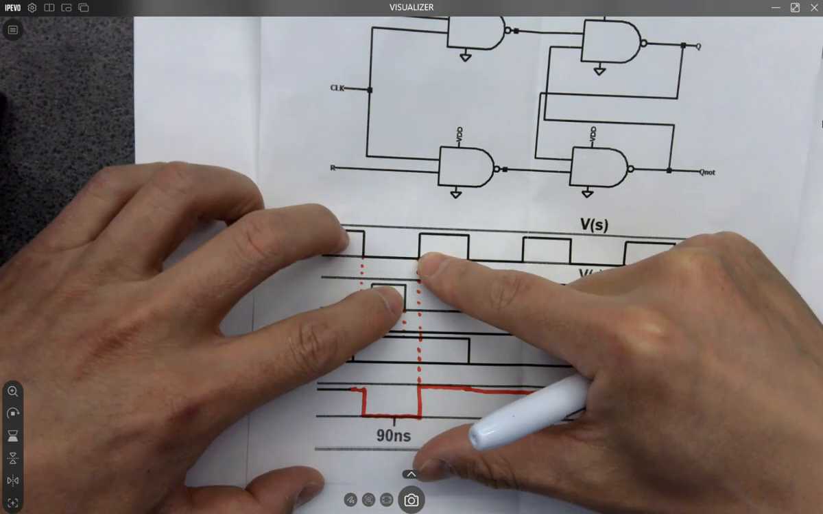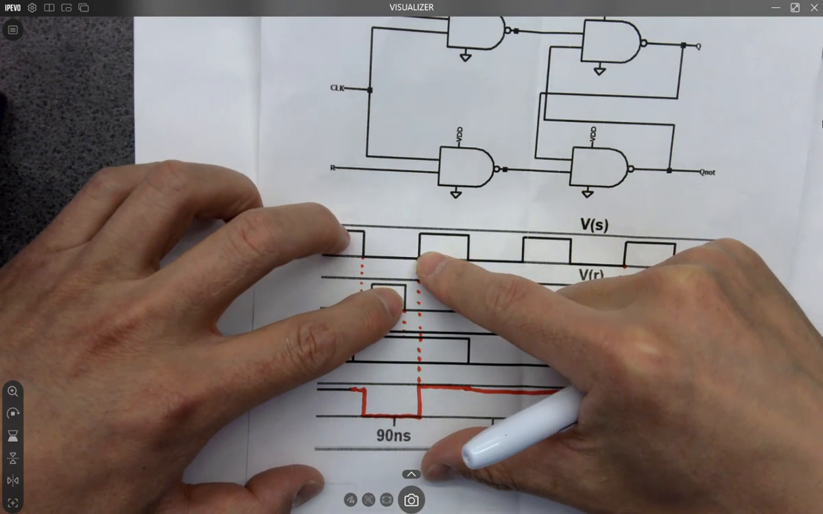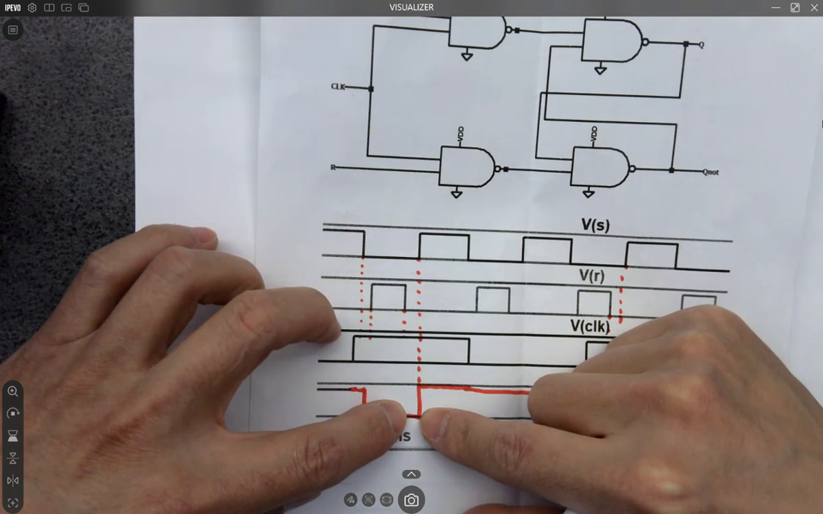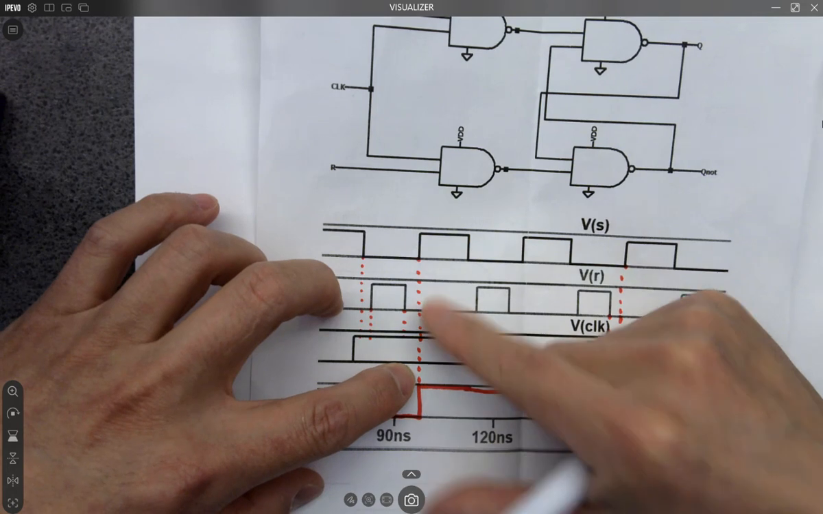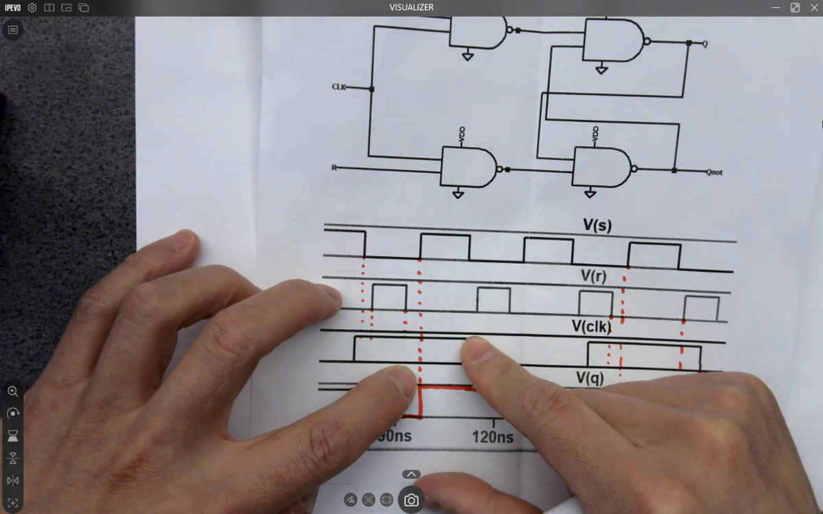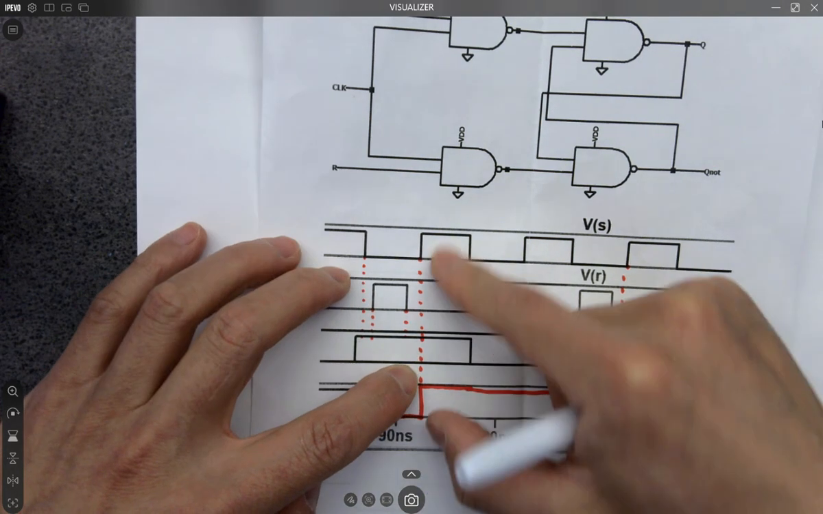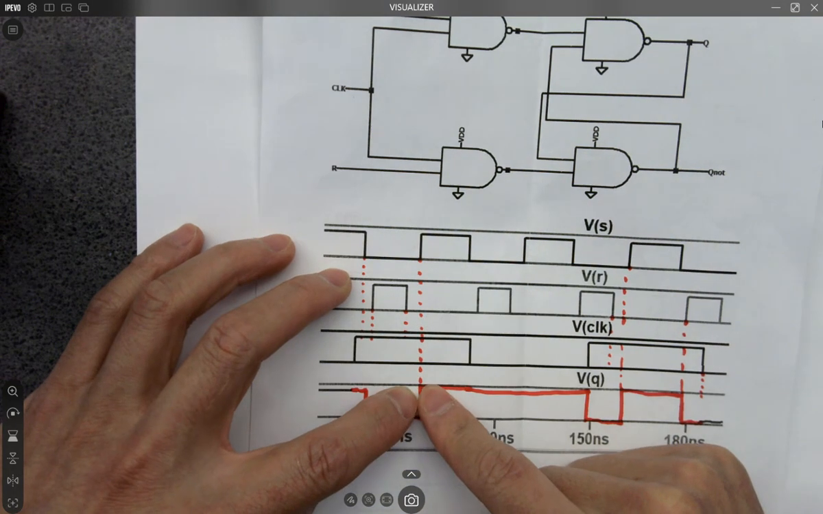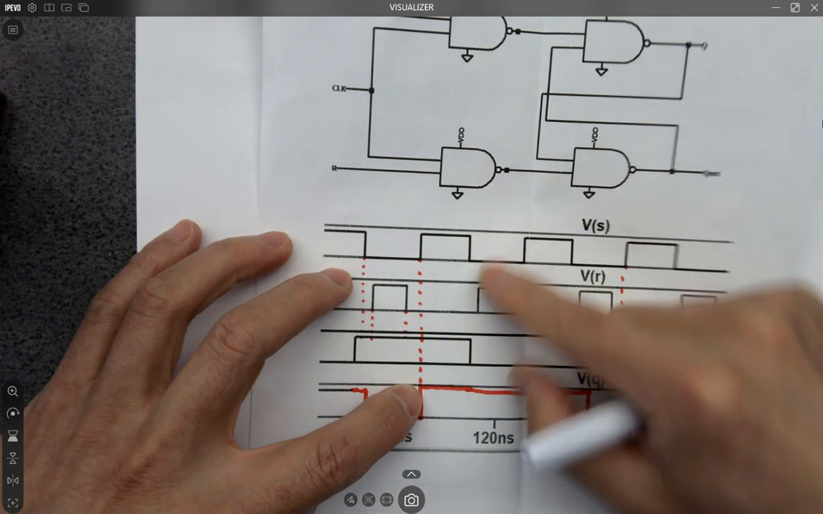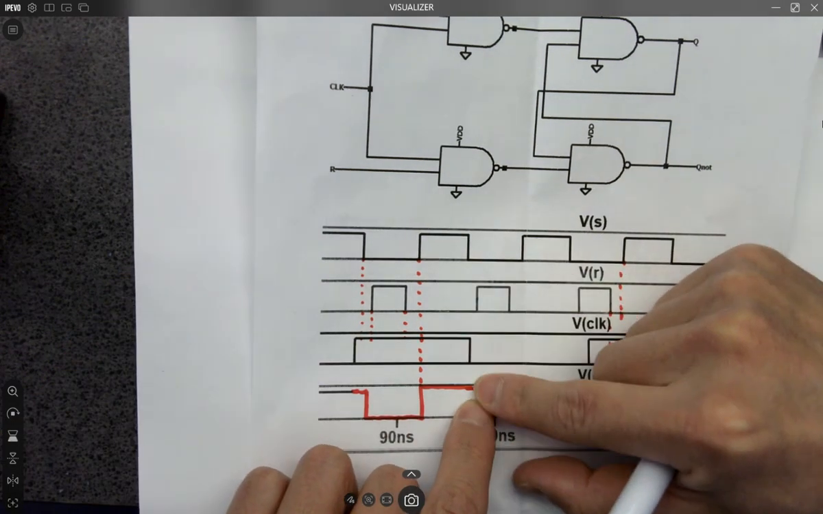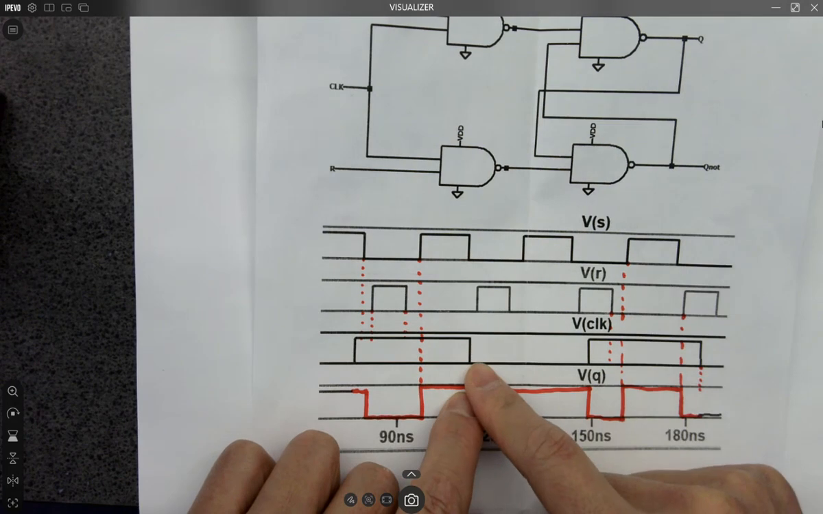Then you get into the memory state again, 0, 0. You extend that 0 a little bit further to here. And then you can see clock is still on, still enabled, which means it's still an SR flip-flop. But now S is 1, R is 0, so you want to set it. Set it here until this point, and then clock becomes 0, so it's a memory.